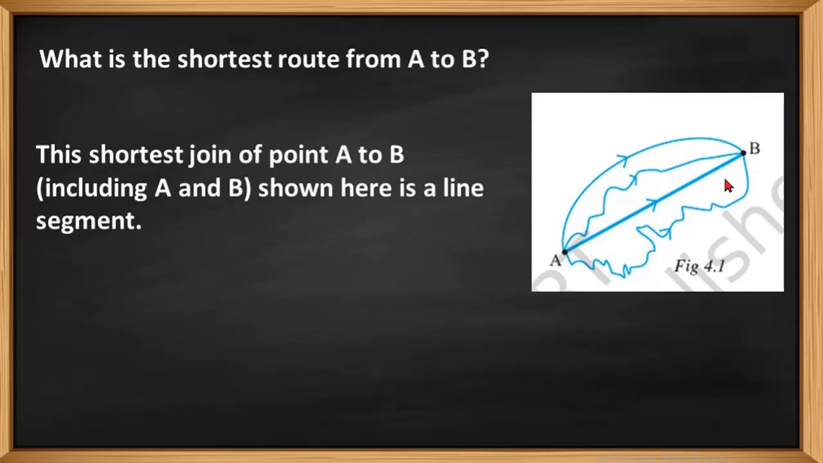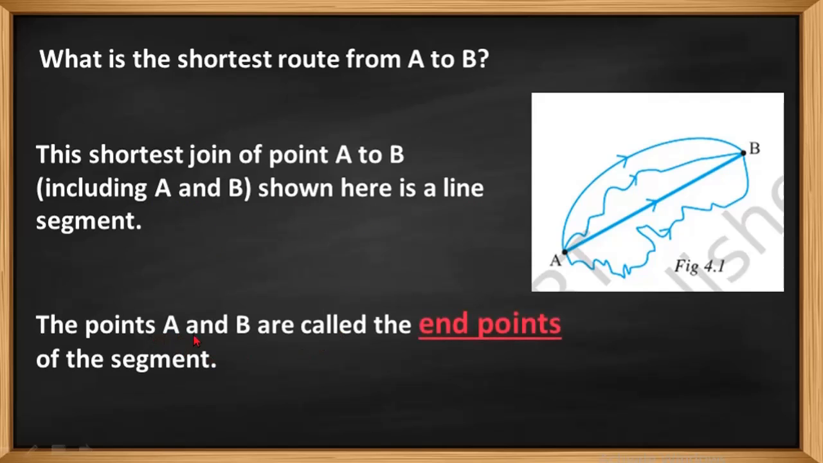So we can write down this shortest join from point A to B, including A and B, shown here, is a line segment. Here is the point A and here is the point B. These are known as the end points of the segment.